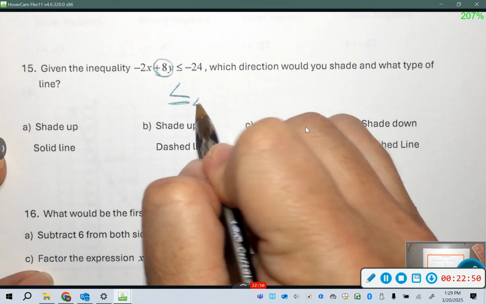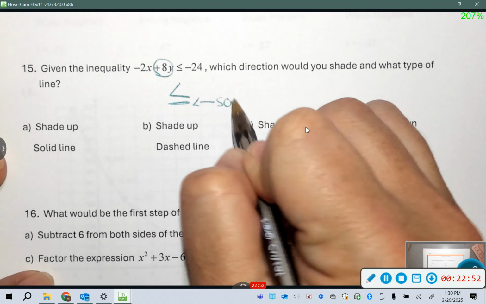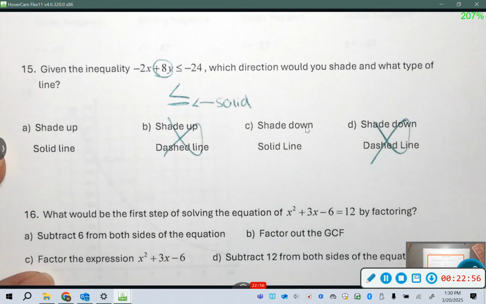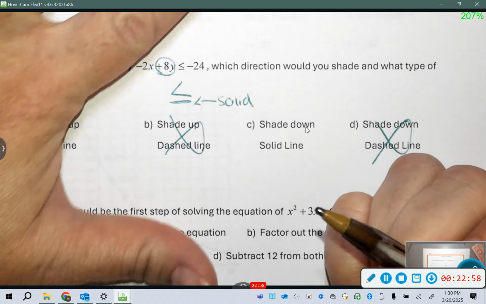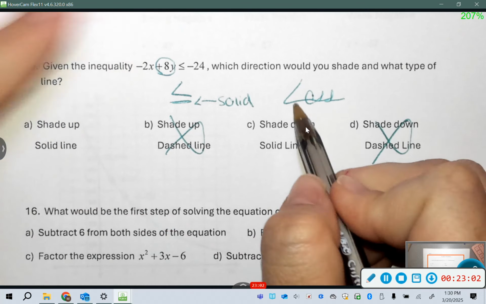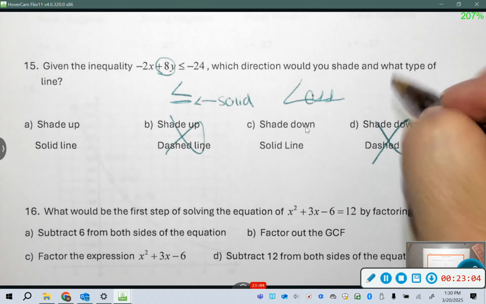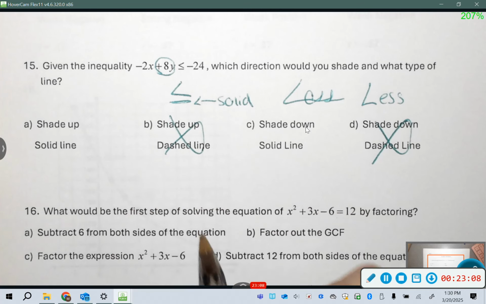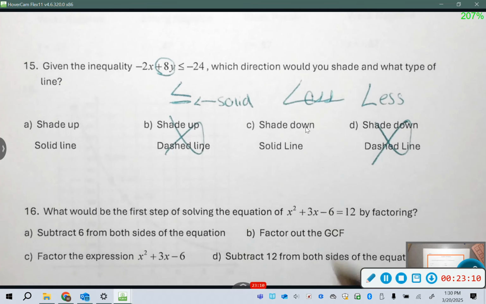Solid line underneath means solid line. So I know it's not going to be dashed. And remember, left makes less. So hold up my left hand, or even less, L-E-S-S. I did cursive, but L-E-S-S. So that says less. And if something's less than you, that's below you, which is down.